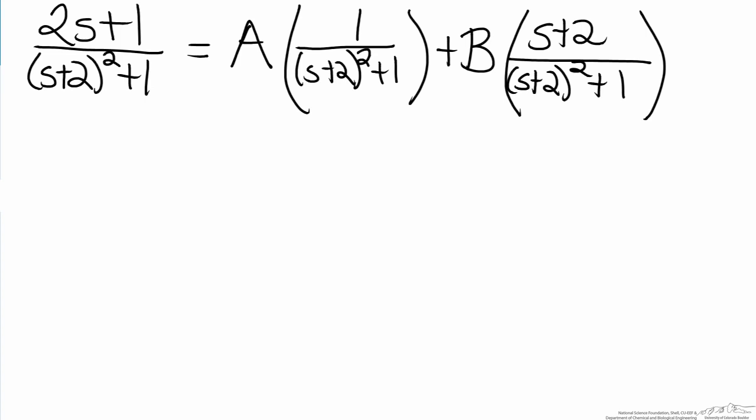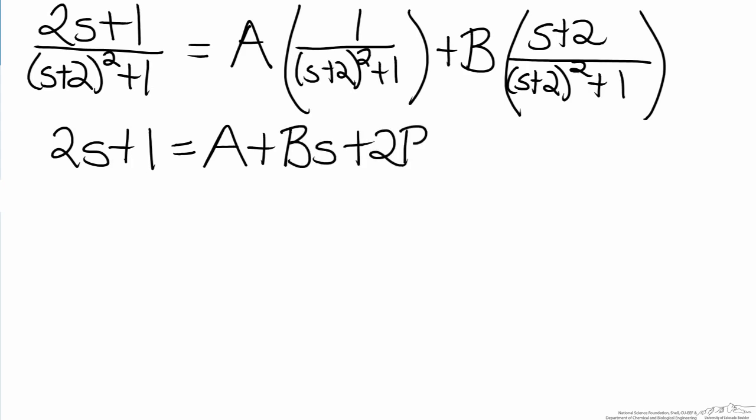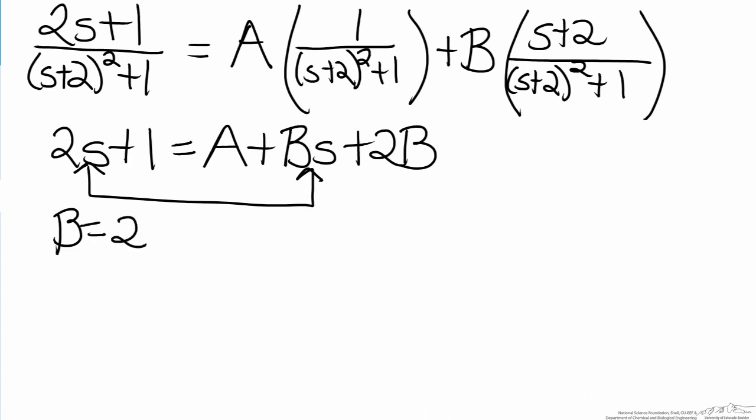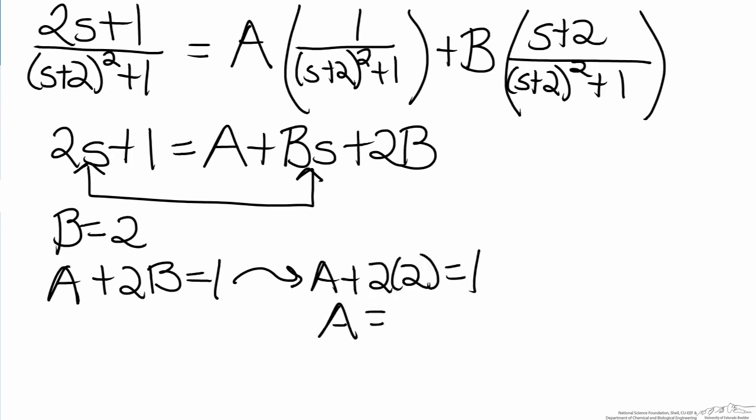So if we look at what we have here, we have that 2s plus 1 is going to equal a plus bs plus 2b. By looking at this, we see that the only s term on the right-hand side is bs, so that tells us that b equals 2. What's left with the constant terms is that a plus 2b equals 1, which means that once we substitute in what b is, that tells us that a equals -3.